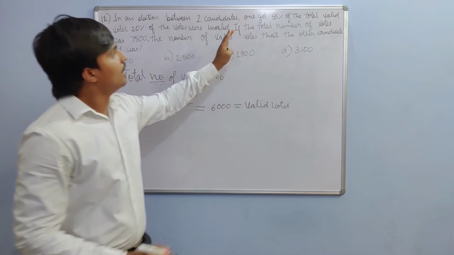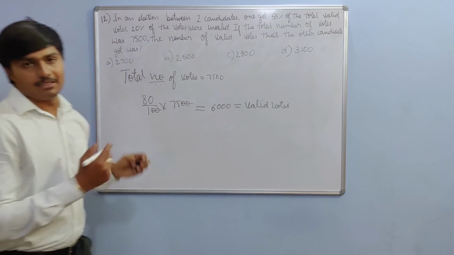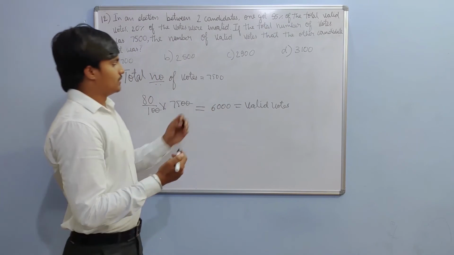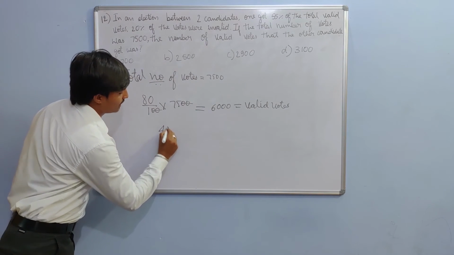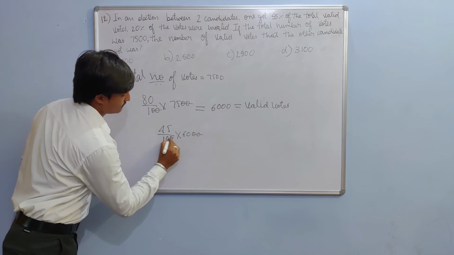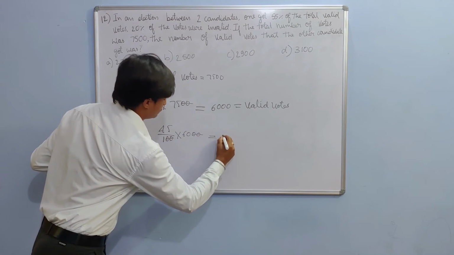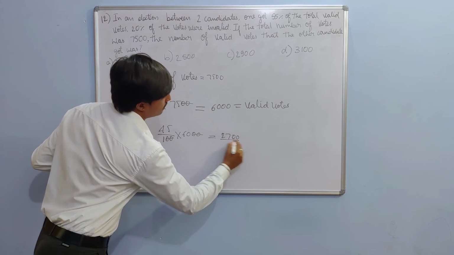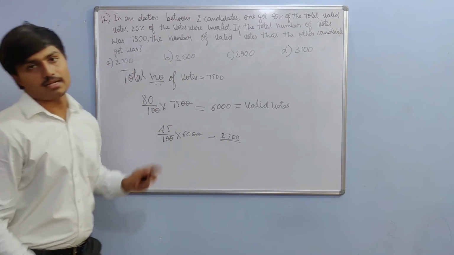And also they have given one has got 55% of the total valid votes. It means the other one has got 45% of the valid votes. So 45% of this will give us the answer. So 45% of 6,000, which is equal to 2,700. So option A is the right answer.